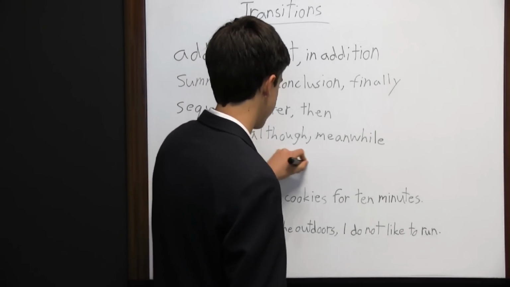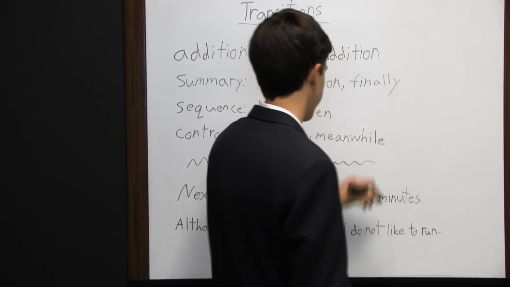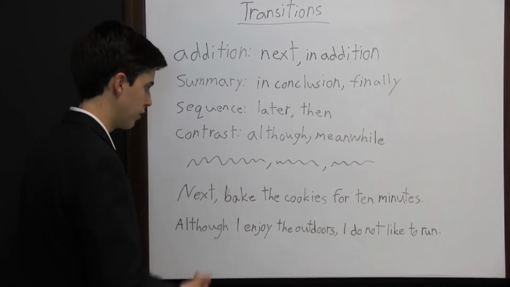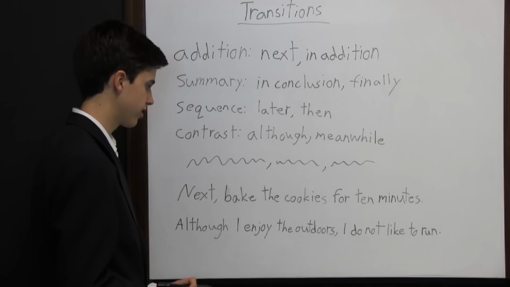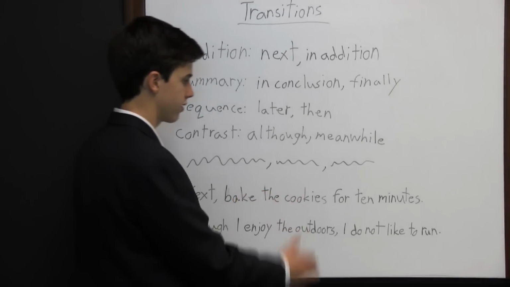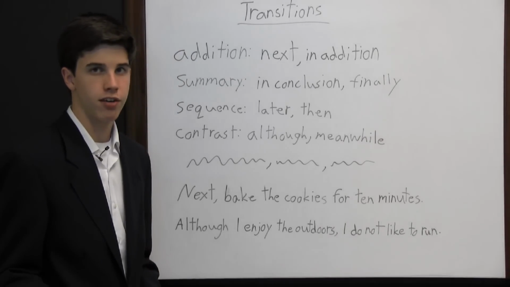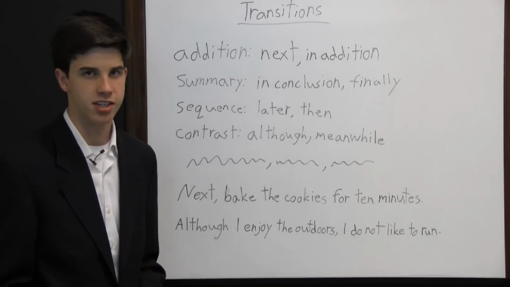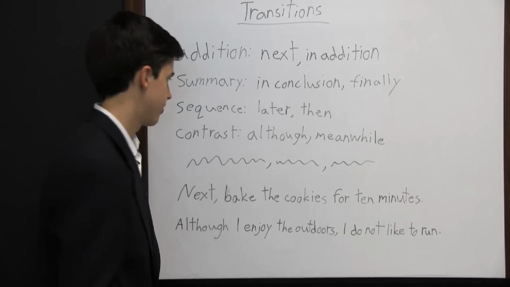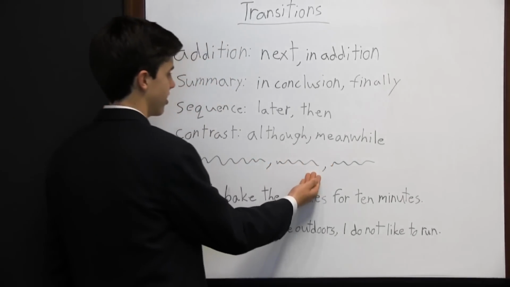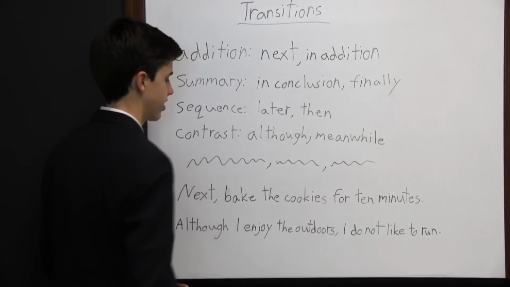commas come in pairs in sentences when they are showing that a certain part of the sentence isn't needed. So notice here that next could be removed from the sentence, and we could just read the sentence like this, bake the cookies for 10 minutes, and it would still make sense. So usually when you have some kind of phrase or word that could be omitted from the sentence, you put commas on both sides of it. Like here's part of a sentence, then there's a comma, here's the part of the sentence that isn't needed, another comma, and then the rest of the sentence.